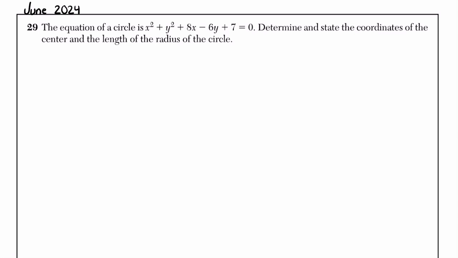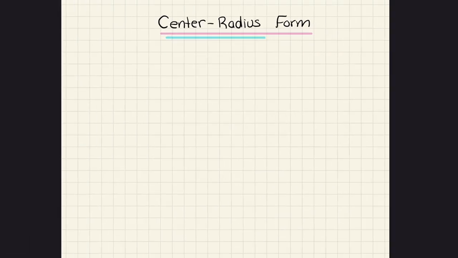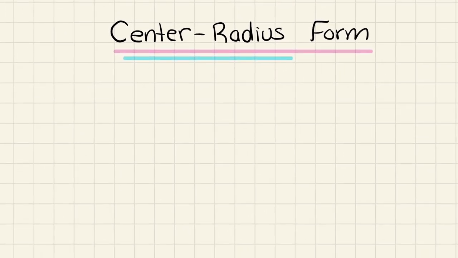The equation that they gave you, this x squared plus y squared, all this good stuff here, that is in standard form. Standard form is essentially when everything is in order with largest exponents, alphabetically, everything's on one side of the equal sign equal to 0. However, it is very difficult to pull out the center and the radius when you are in this form. So we need to get into something called center radius form. So let's talk about what that is.